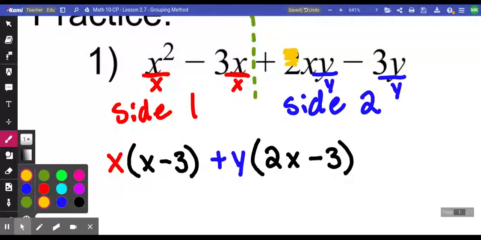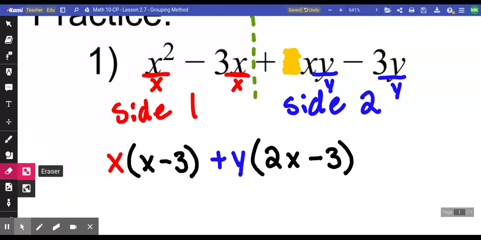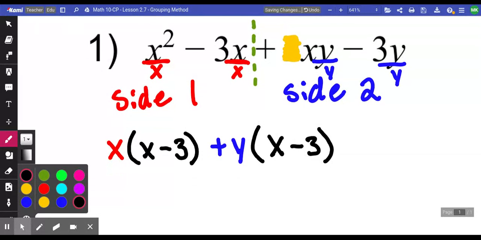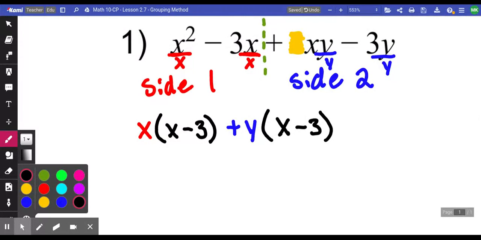This 2 shouldn't be here. On your page, there's no 2 there. On mine, there is a 2. So it should just be x minus 3, like that. Okay, sorry. There isn't one on your page, but there was one on mine. Awesome.